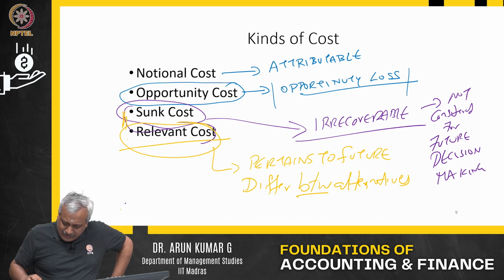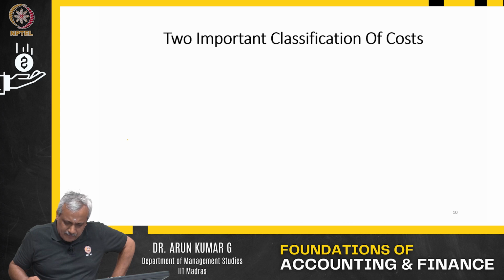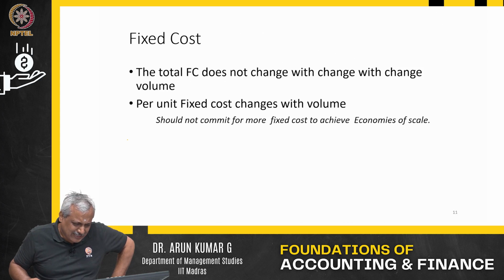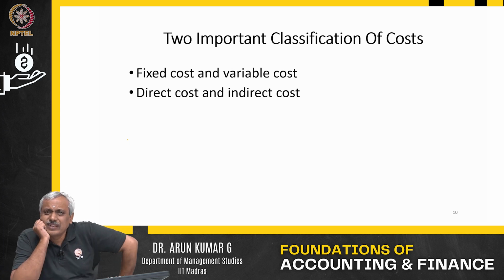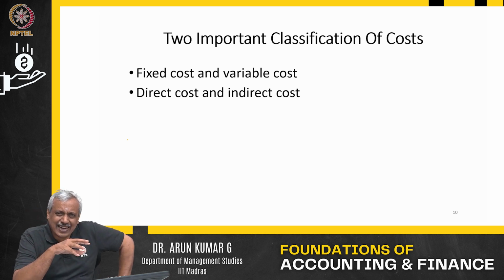Now we go a step further and talk about important classifications of cost. What are the important classifications of cost? There are two basic classifications of cost: one is fixed cost, another is variable cost. Then there is direct cost and indirect cost. Now let us try and understand all these things.